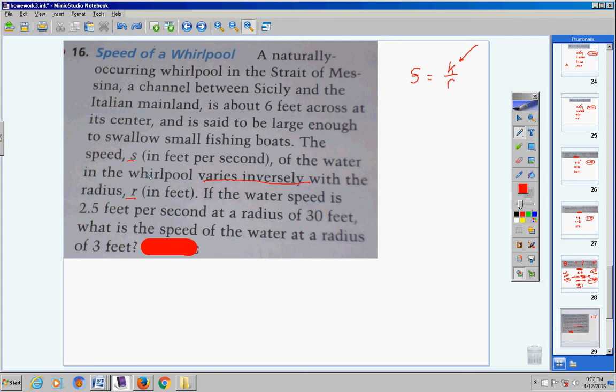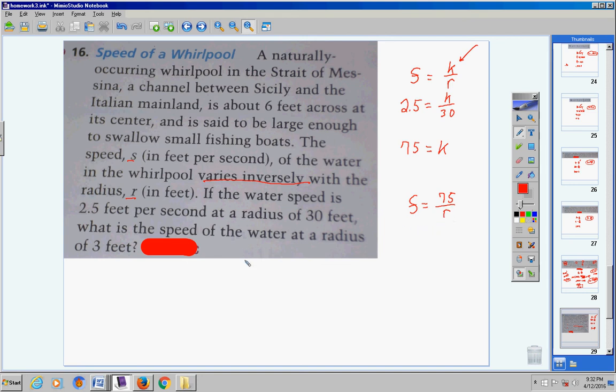The speed S of the water in the whirlpool varies inversely with the radius of the water pool, so when the water speed is 2.5 feet per second, the radius is 30. Now we can solve for k, can't we? Multiply both sides by 30. 2.5 times 30 is 75. So 75 equals k, so we're going to pick that up and put it in for k. Now listen to me, nowhere in the problem did they ask us to write a model, but I still felt like it would be helpful, so there's my model.